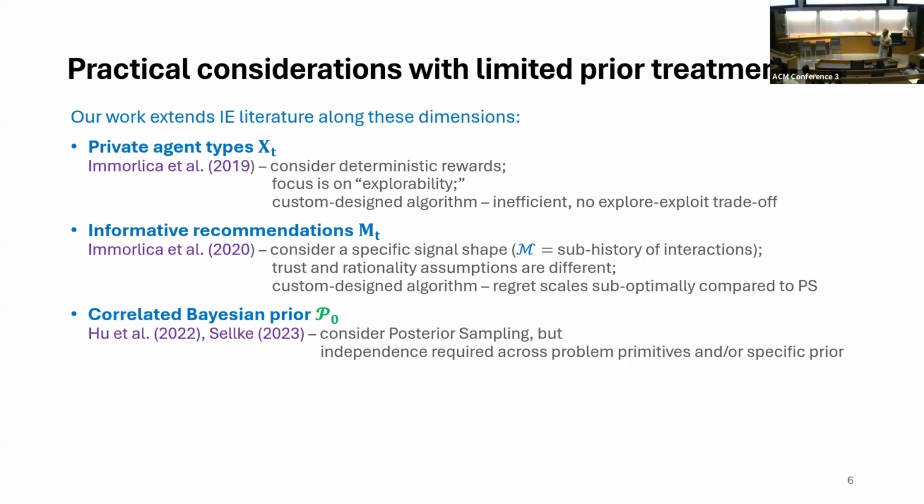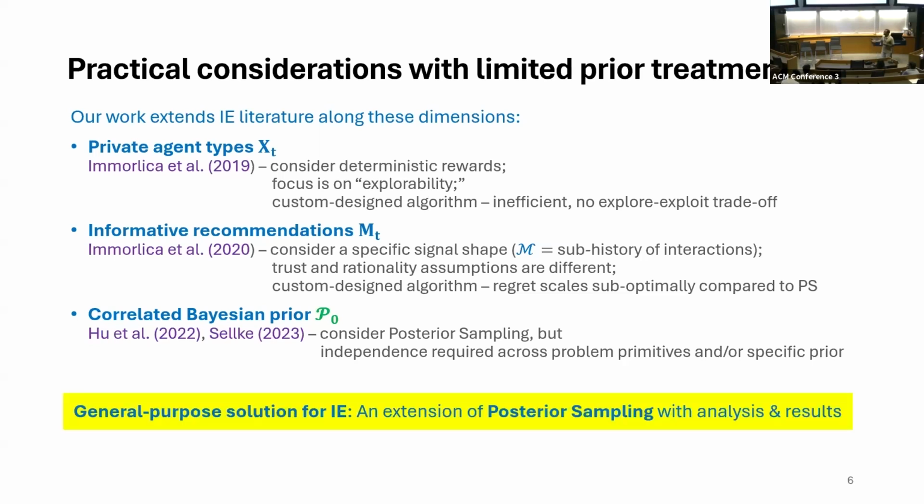Lastly, there's also been some work involving correlated Bayesian priors, but unfortunately, they do have to relax some other assumptions involving other primitives of the problem. What we have is this extension of posterior sampling, which does away with all of these restrictive assumptions and provides a comprehensive theory which unifies prior work and also spits out some new interesting results. So that's it.